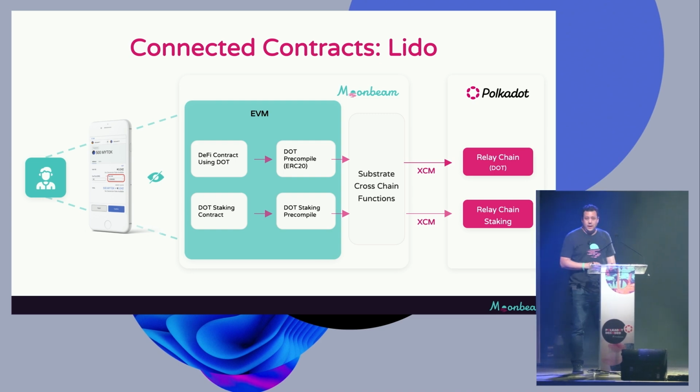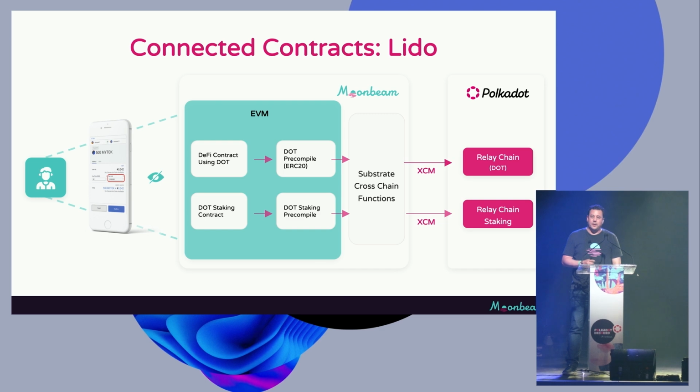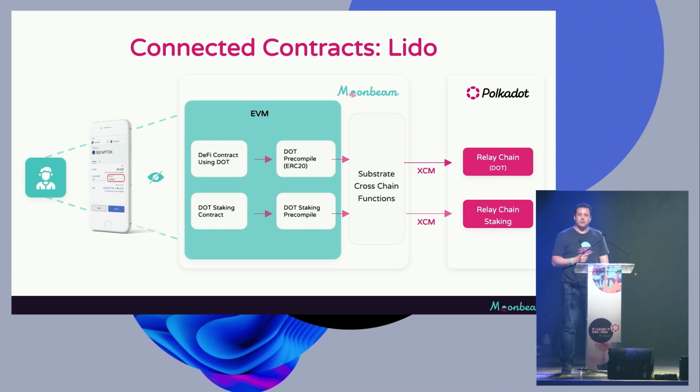You can use this today. It's a liquid staking protocol. So you can deposit DOT into Lido on Moonbeam and get back stDOT, which is the liquid staked version of that. So it's a token that represents the staked position of DOT. It accrues some rewards against it, but it's just a token.